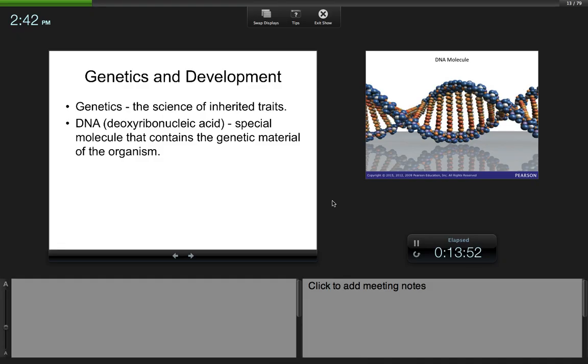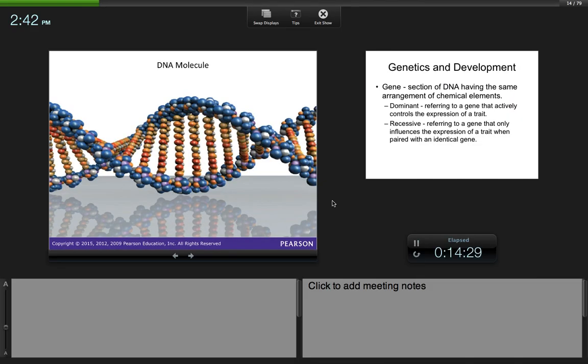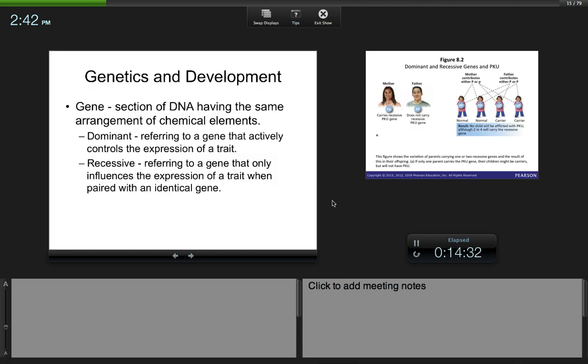Okay, so anytime we're going to talk about human development, right, we have to start with the blueprints for how people are to develop. When we think about things like genetics, the complex material that contains instructions for life itself, we're talking about the science of what it is that we have inherited, right? What we get from our parents. So DNA is that special molecule that contains the genetic material of the organism, of us. And you've all seen the double helix before. A gene is that section of our DNA that has the exact same arrangement of chemical elements.